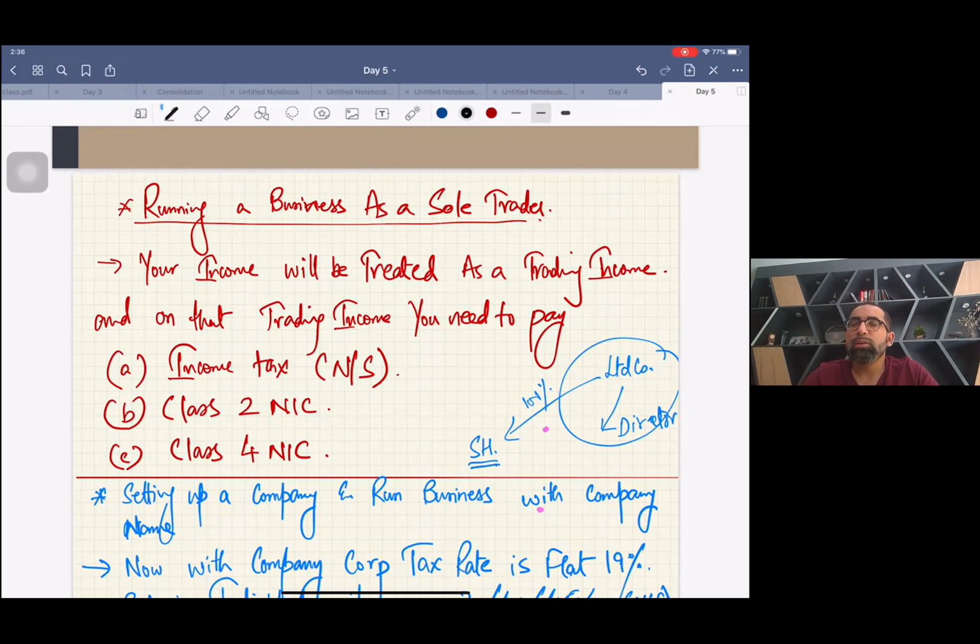So if you run your business as a sole trader, then whatever income you get from that business is trading income. And for trading income, there are three types of taxes. Number one, trading income is a non-saving income, and you need to pay tax on it. Then you pay class 2 NIC and class 4 NIC. That's it. If you run your business as a sole trader, these will be the consequences, right?